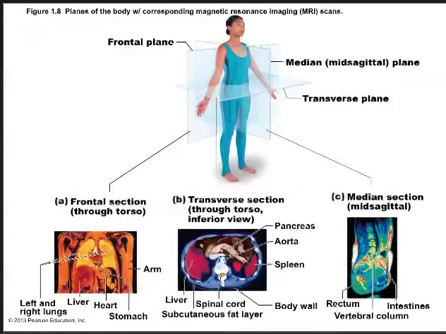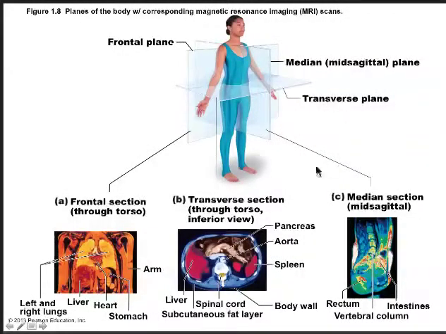What you're looking at here are these different planes as they pass through the body. You can see here the mid-sagittal plane, cutting her into right and left halves. There's the frontal plane here, cutting her into front and back halves. And this is the transverse plane, cutting her into top and bottom halves.